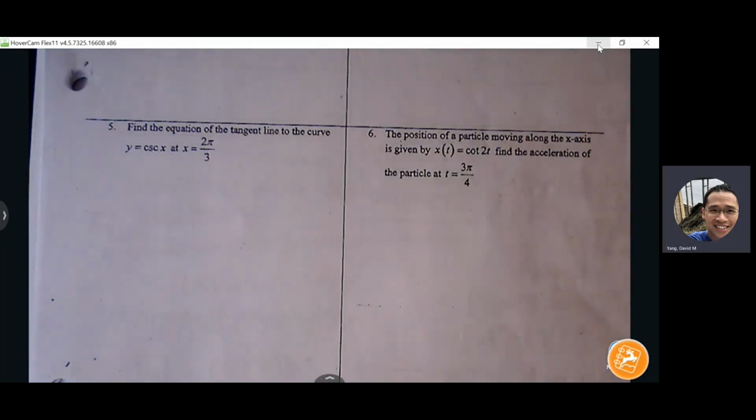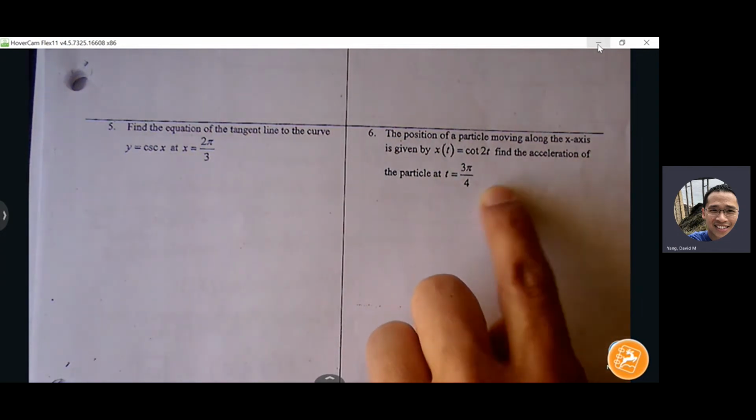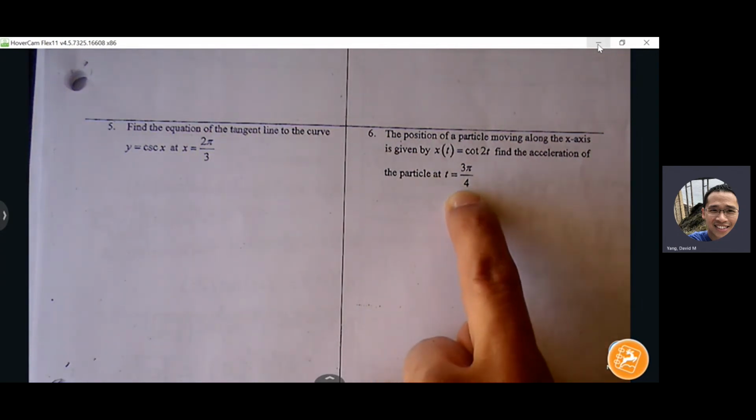So ordered pair from the original function, slope from the derivative, and then also problem number 6, where you're going to have to get from position to velocity to acceleration to make your way down to the second derivative, and then evaluate the second derivative at a specific t-value.